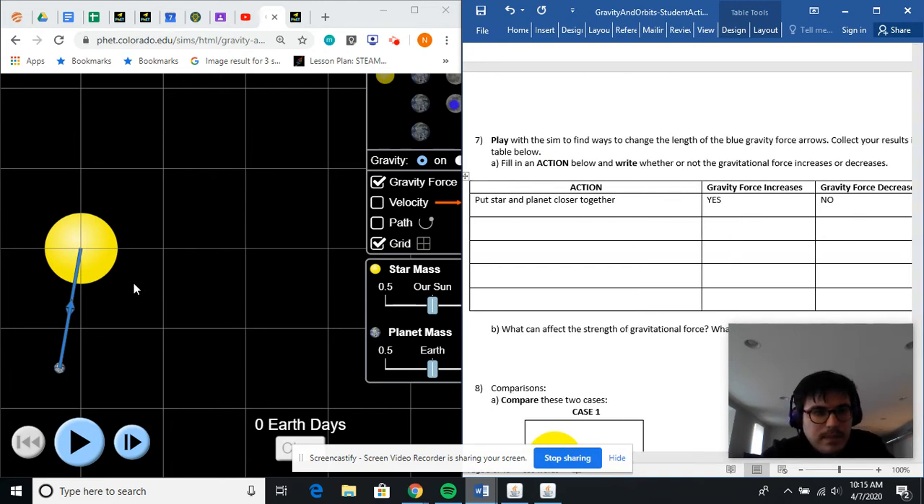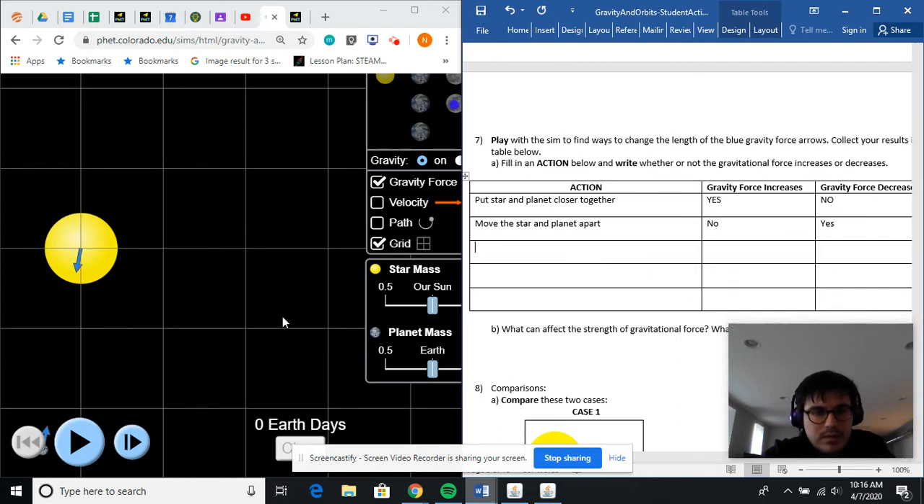What else can we do? Let's move them apart. Gravity decreases because the arrows got smaller.